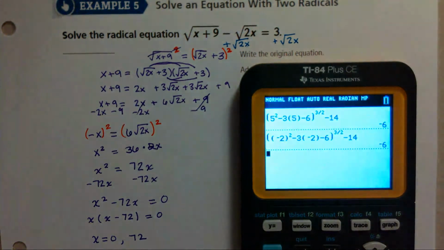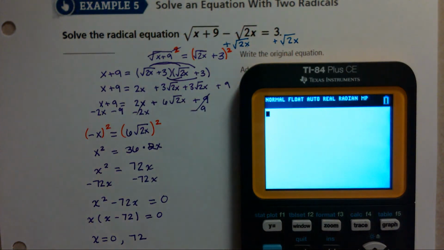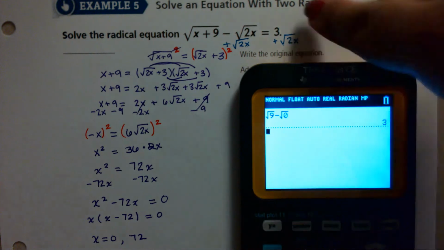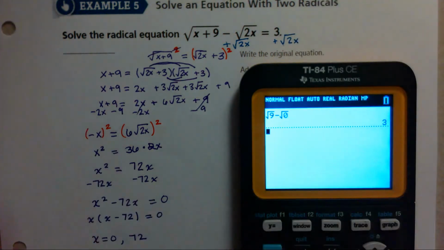So when I check that in my original equation, I get the square root of, well, 0 plus 9 is 9, minus the square root of 2 times 0, which is 0, and I get 3, which is what I needed to get. So 0 works.